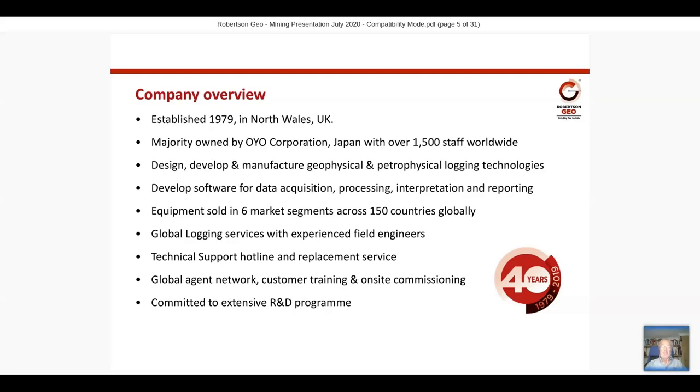We also have an extended research and development program into new tools, new methods of conducting geophysical logging, and there will be some announcements later this year and next year on some new tools that are coming out. So that's just a little bit of background on the company for those of you who don't know us. A few images.